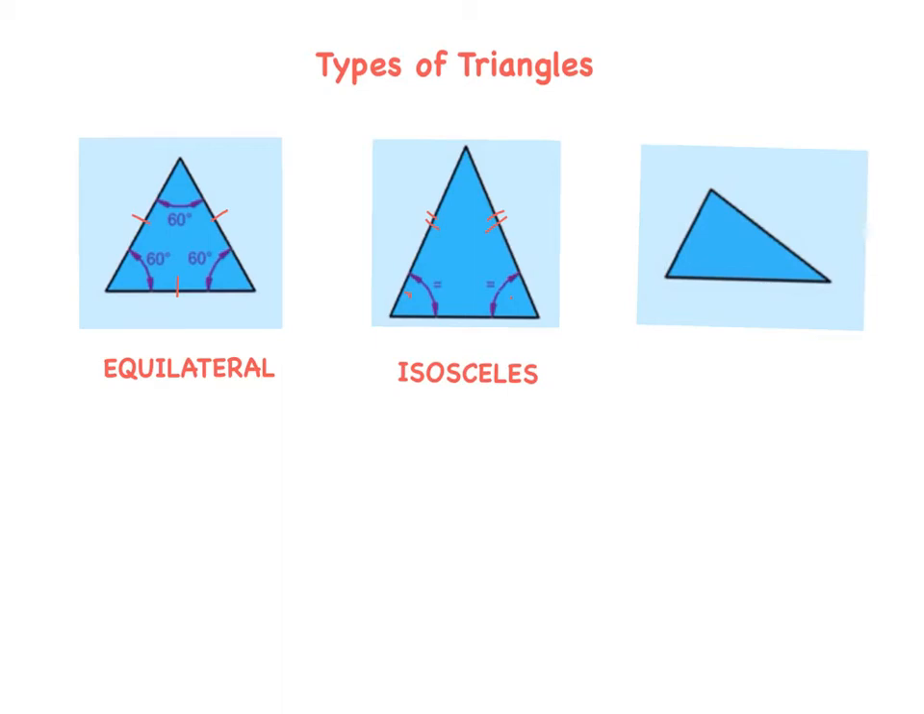And there's the last one in here. As you can notice, we don't have any sides the same, and we don't have any angles the same. So every side is different and every angle is different. The name for it is scalene triangle. So make sure you have all the triangles in your copy and the names as well.